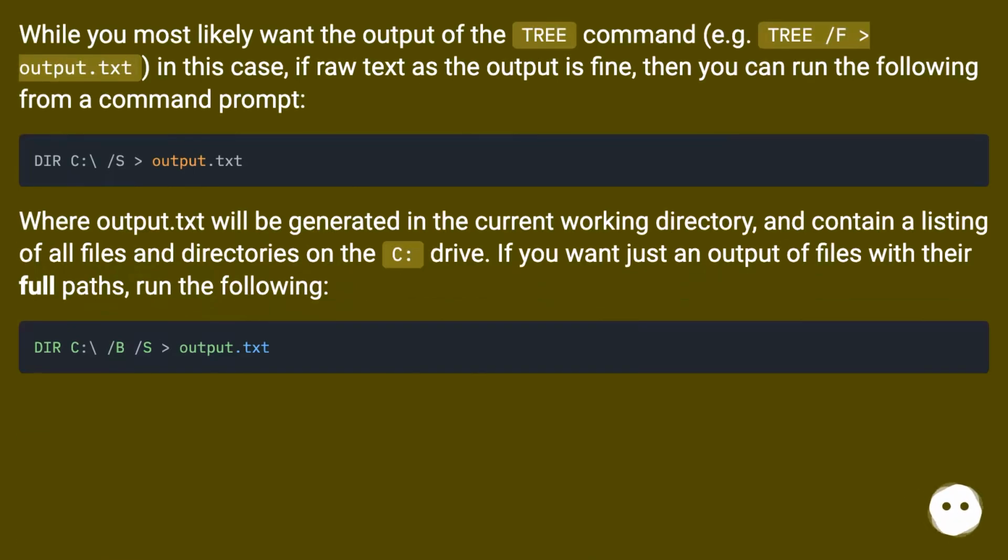While you most likely want the output of the tree command, e.g. tree /f > output.txt, in this case, if raw text as the output is fine, then you can run the following from a command prompt, where output.txt will be generated in the current working directory, and contain a listing of all files and directories on the C: drive. If you want just an output of files with their full paths, run the following.